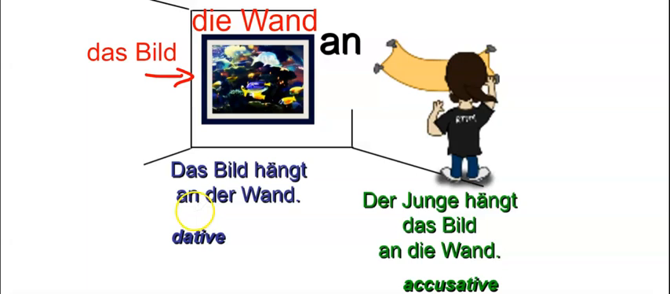Das Bild hängt an der Wand. The picture hangs on the wall, right? No one's doing anything. It's located there. Der Junge hängt das Bild an die Wand. Here, it's taking the accusative case because the boy is hanging the picture on the wall. But here, it's dative for Wand because it's at its destination or location.